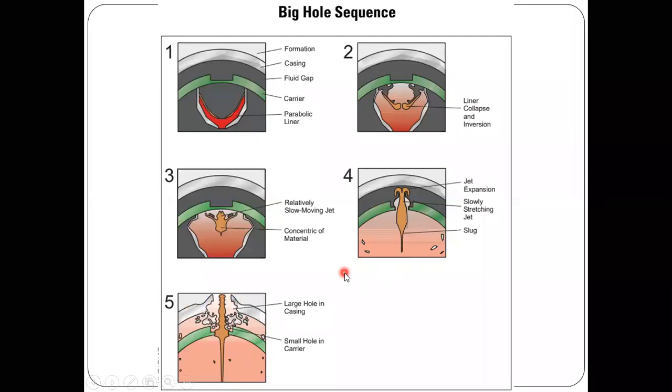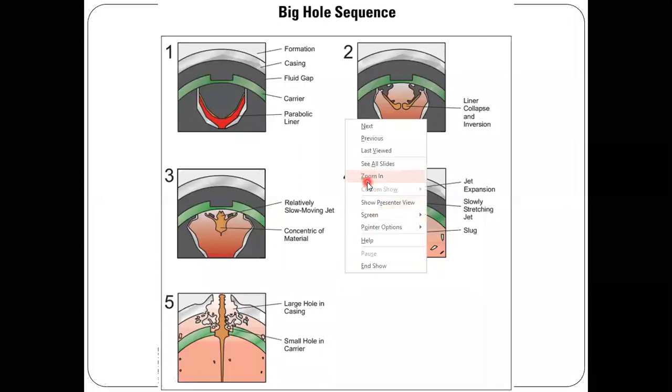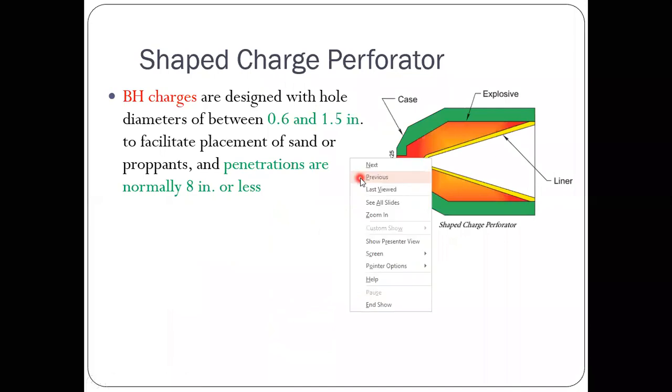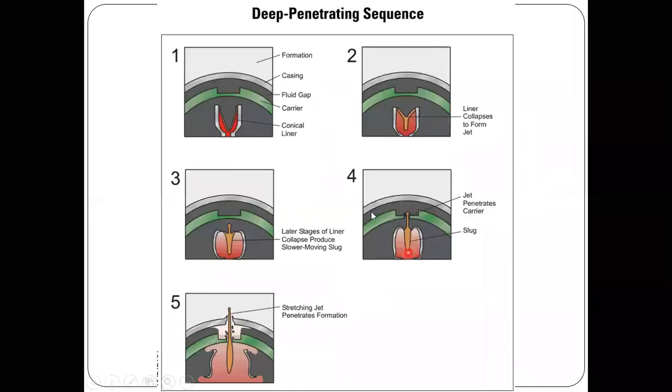Now if you want to compare this with the DP, then you can see this figure. I'm just pulling up this slide. So you can see the difference here. The difference is in how the liner is collapsed. This was the conical shape, that was the parabolic shape, and this is how the jet is developed. And here you can see that this is a little bit bigger diameter as compared to the diameter at the casing.